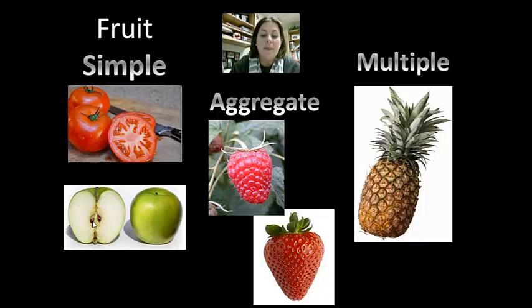Now, make sure that you read your textbook in order to review the differences between the seed germination in monocots and eudicots. Okay, that's important on your portfolio, but make sure that you read your book.